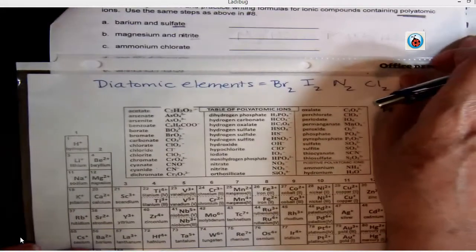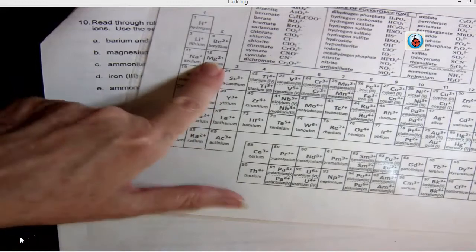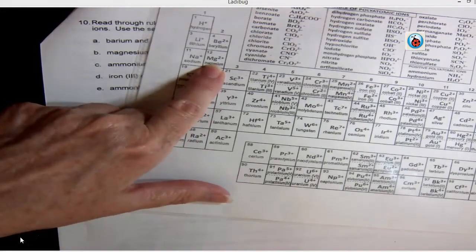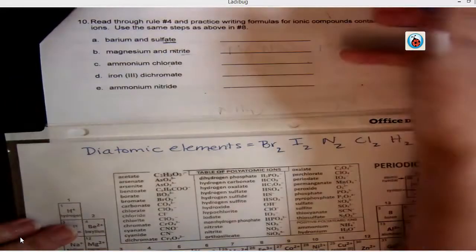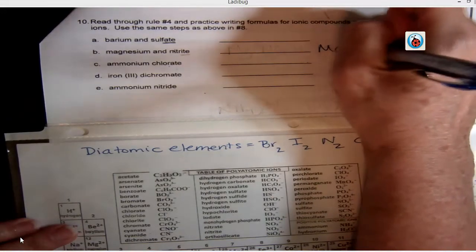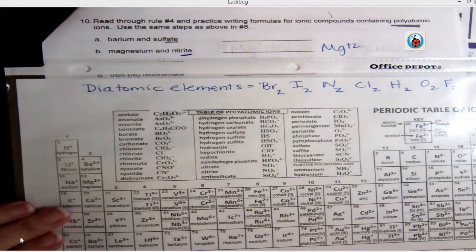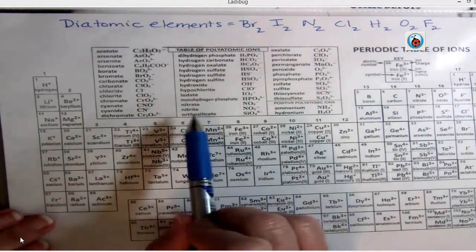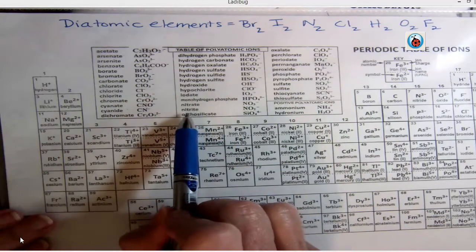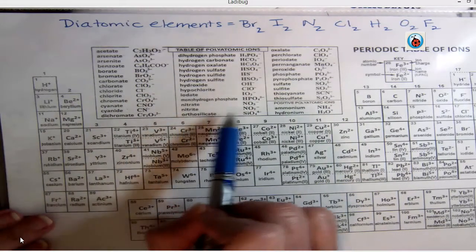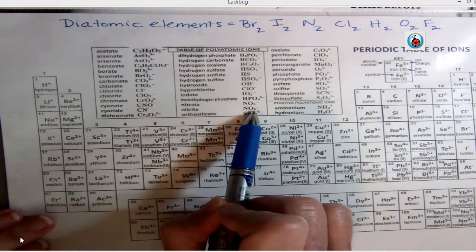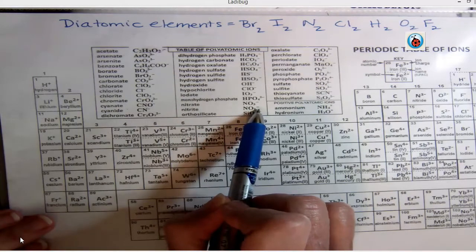We've got magnesium. Just plain old magnesium. He's a +2 right here on our ion chart. So I'm going to have magnesium +2. Okay, and he's with nitrite. So that ITE ending tells me, hey, you need to look up here at your polyatomic ions. They're in alphabetical order. So nitrite is right here. This whole entire thing, this NO2, has a -1 charge.